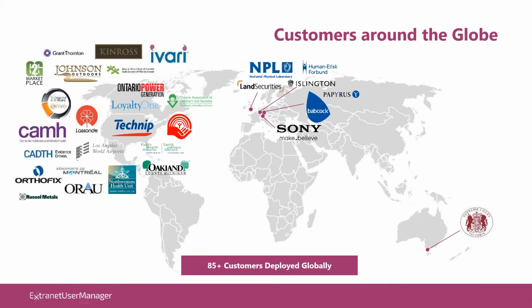A little history on where Extranet User Manager is currently deployed. I think the number is actually a little higher than 85 plus. We're getting close to 100 customers globally deployed. We're located in Canada, so a lot of North American customers, both in Canada and the US, but also Europe, Asia, Australia as well.